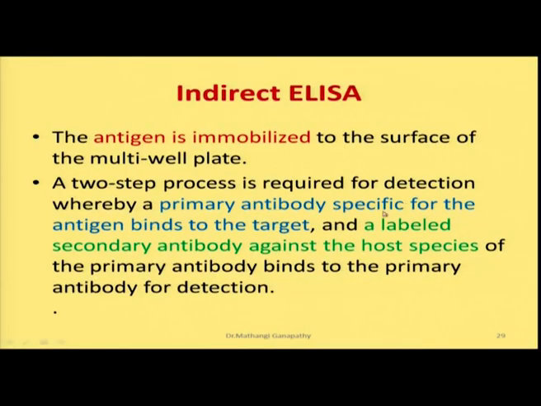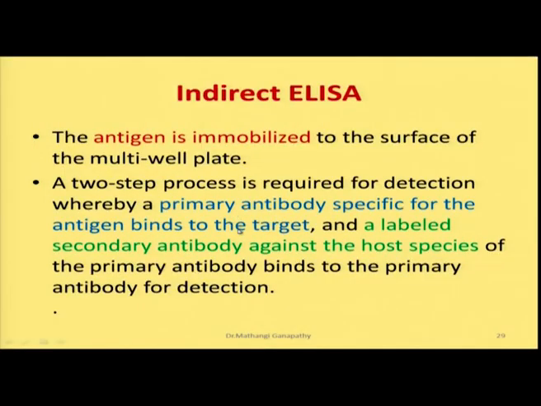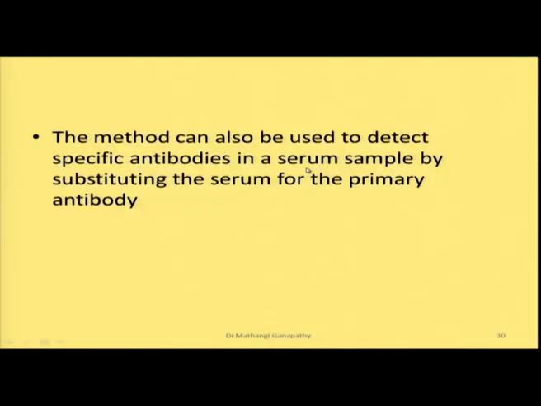Then now you require a two-step process. One, you need to use a primary antibody specific for the antigen. So, you have the antigen which is immobilized, you use a primary antibody against the antigen, and then you use a secondary antibody which is labeled against the host species. So, you have a two-step process for the detection in the case of the indirect ELISA.